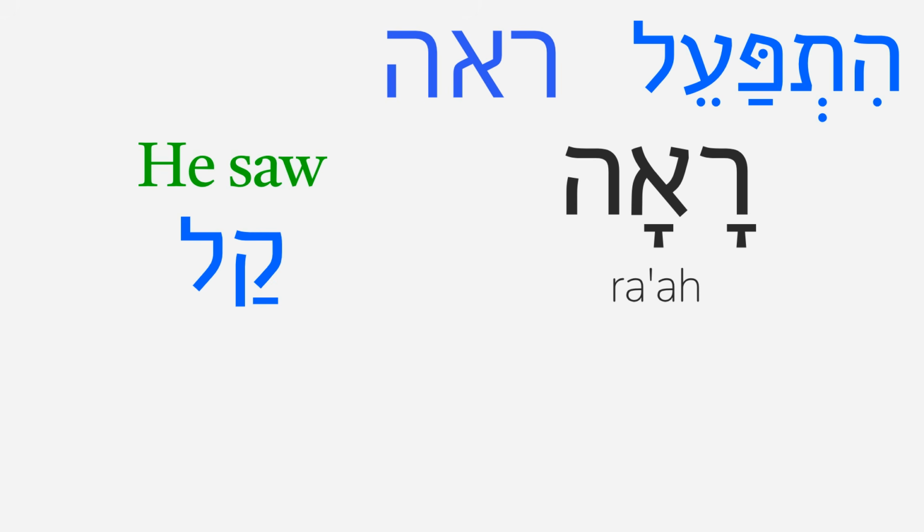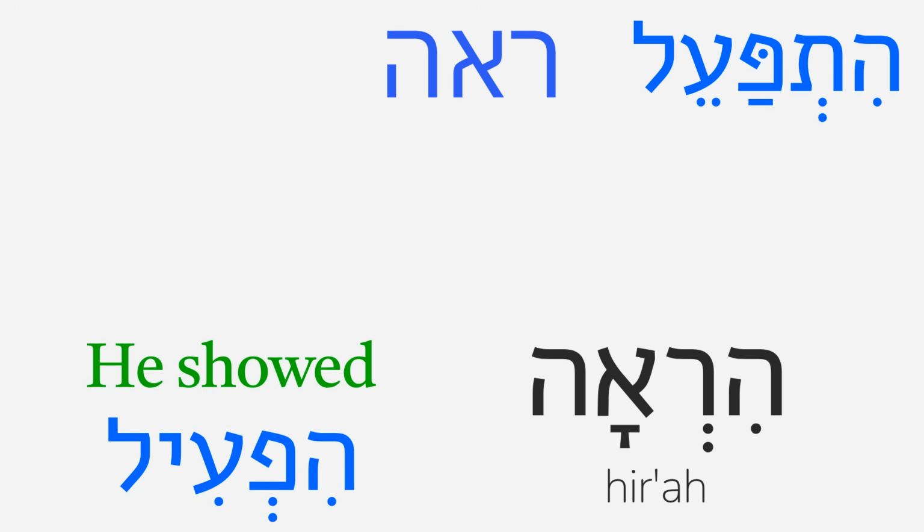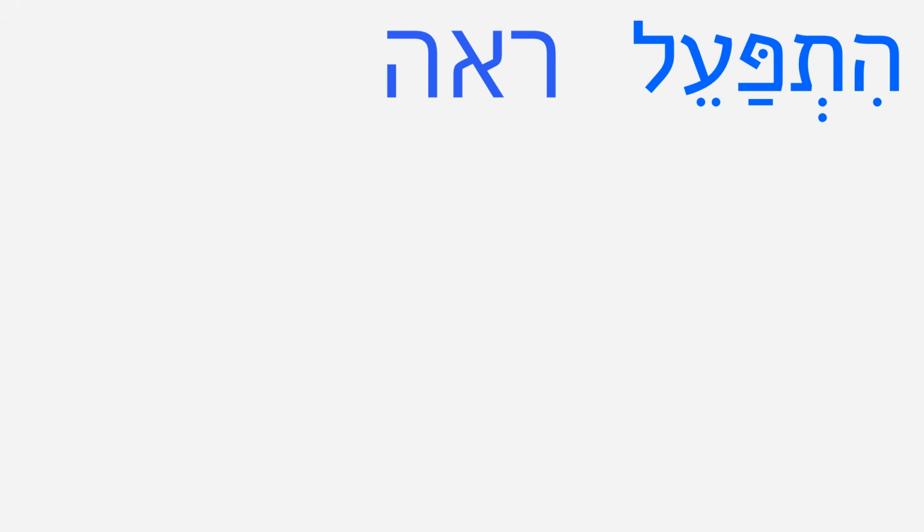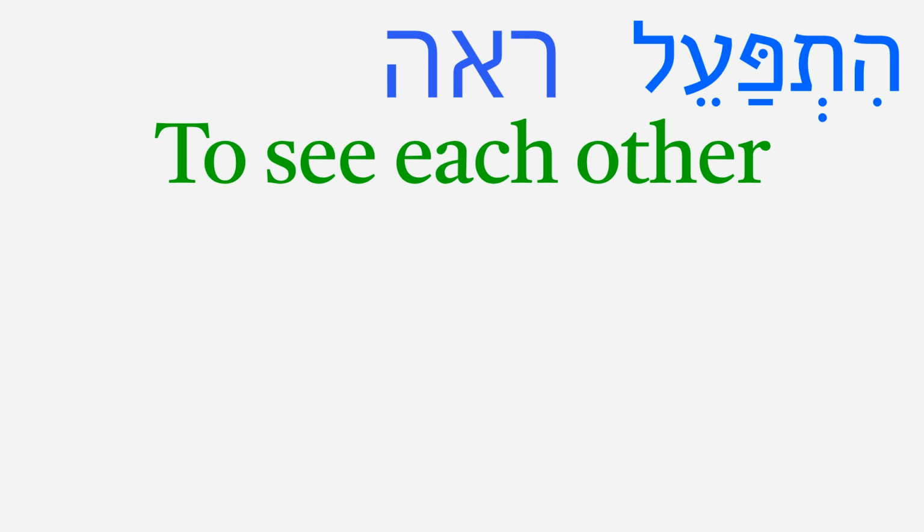Another root that has a second root letter that is a guttural is resh, aleph, hey. We've seen this root used in several binyanim. The basic kal ra'ah, he saw, the causative hifil, hir'ah, he showed, and the passive counterpart of the hifil, the hofal, hor'ah, he was shown. Resh, aleph, hey can also be used in the Hitpael. And since in the kal it makes the verb to see, in the Hitpael this root will mean to see each other, a reciprocal meaning, doing the action to one another.